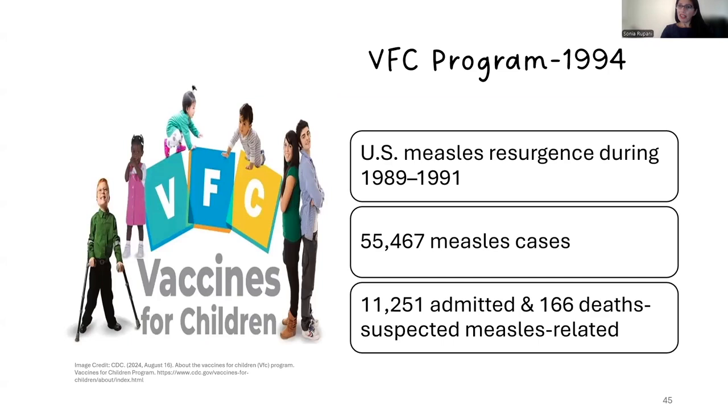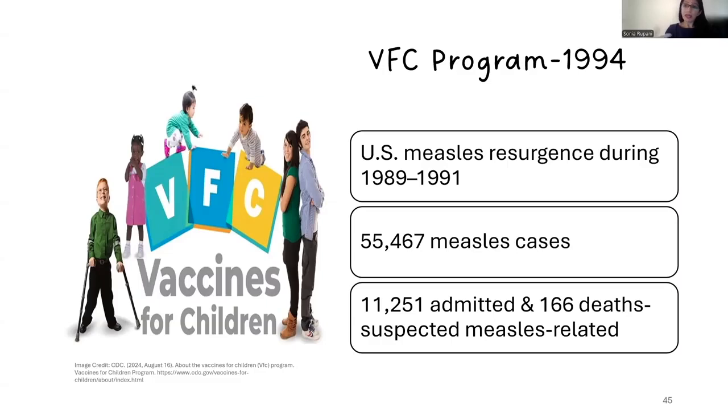A little bit about the VFC program. This is the Vaccines for Children program that was developed back in 1994. If you recall, we spoke about how there was a resurgence of measles in the US. 55,000 cases had been reported, more than 11,000 people were admitted, and about 166 people had died, because they suspected it was because of the measles.